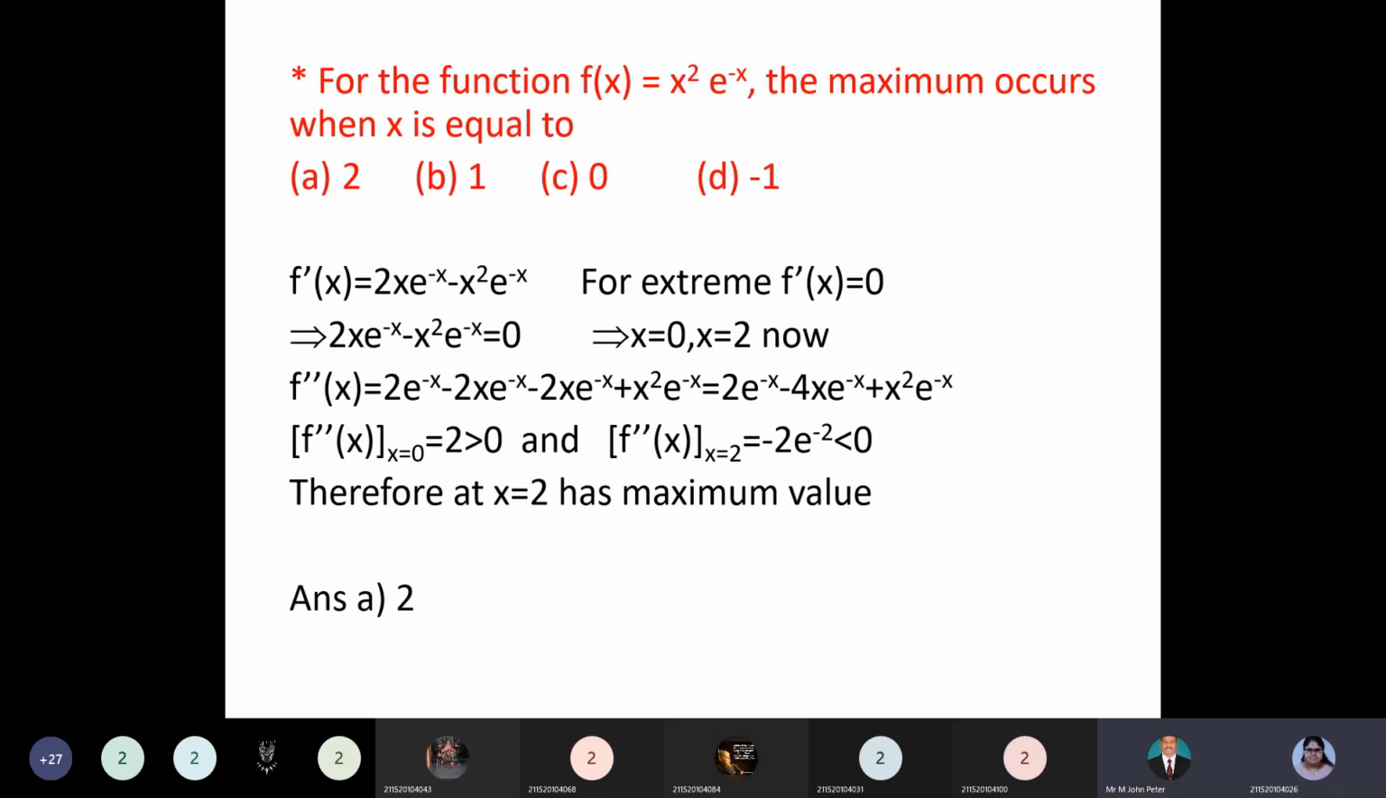Okay, for the function f of x equal to x square e power minus x, the maximum occurs when x is equal to, 4 options: 2, 1, 0, minus 1.